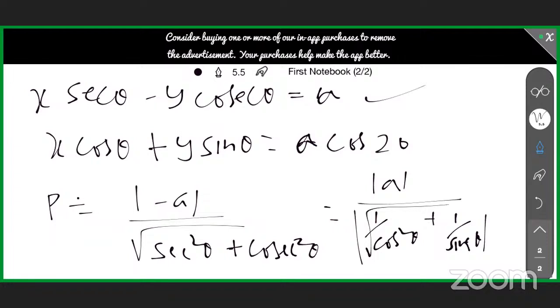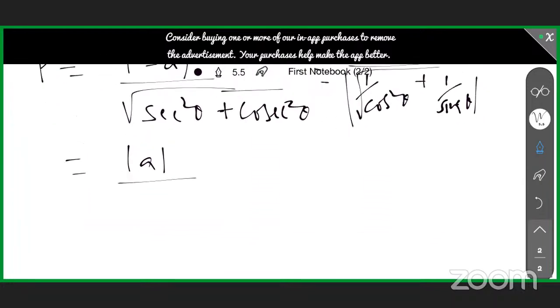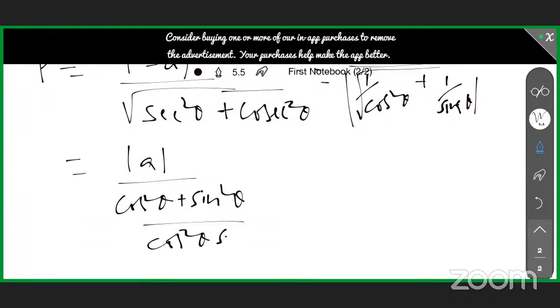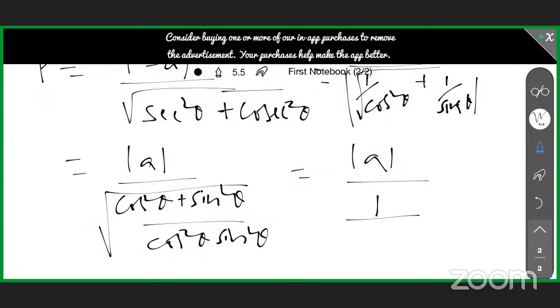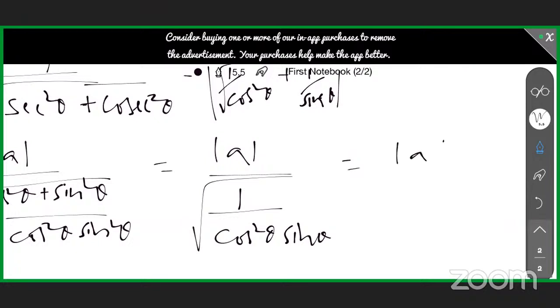Root is there. There is no modulus for the denominator, only for the numerator. So mod A is equal to, this will become cos square theta plus sin square theta whole divided by cos square theta into sin square theta. That is equal to mod A divided by, this will be equal to 1 divided by cos square theta into sin square theta. Root is there. So if you take out the root, it will become mod A.